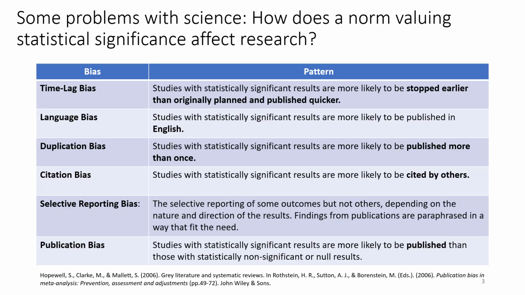So, according to one source, there's research on all of these things. It turns out that studies that are statistically significant are more likely to be stopped earlier than originally planned and then published quicker. Those that are statistically significant are more likely to be published in English as opposed to non-English sources. Those with statistically significant results are also more likely to be published more than once. Again, if you're doing a meta-analysis, you want to try to correct for that problem at the outset.